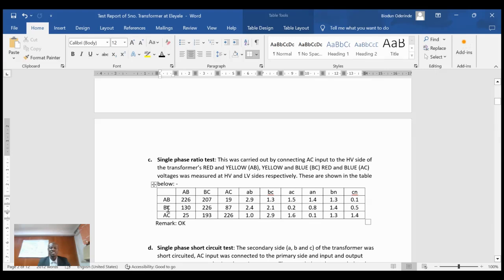And on this BC, remember you connect your supply to B and C, that is yellow and blue. That's why you have the full voltage here, as you can see. That's why you have the full voltage on yellow and blue.